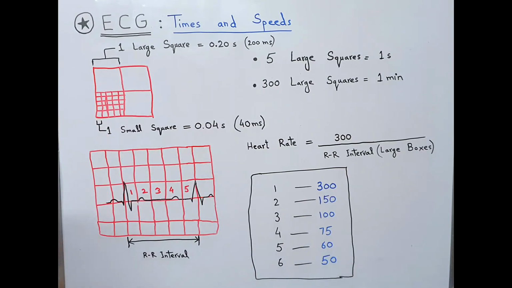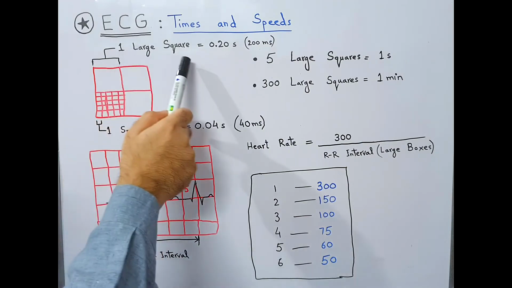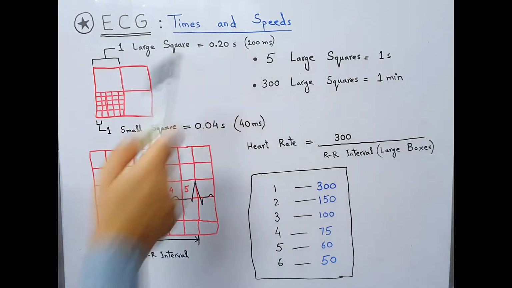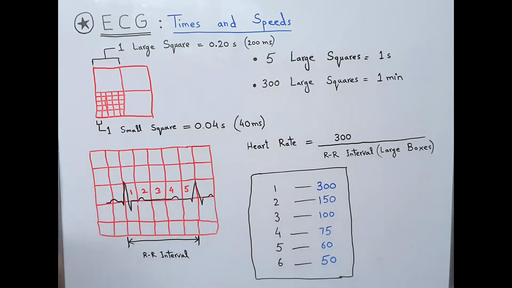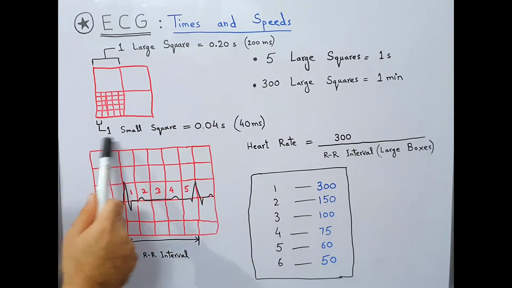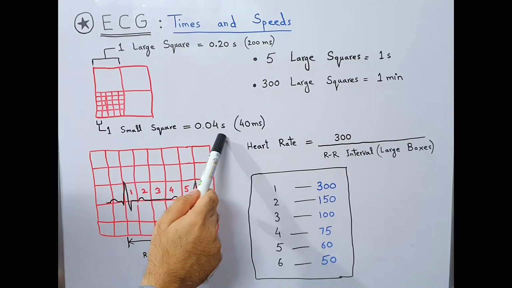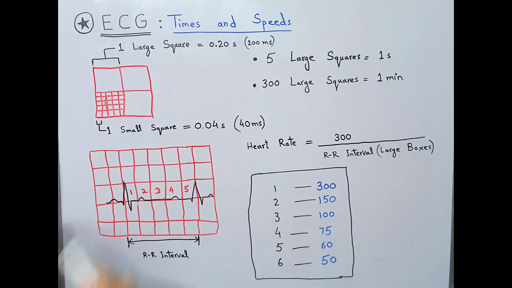What you have to remember is that the speed of the ECG paper is such that one large square is equal to 0.20 seconds or 200 milliseconds, while each small square is equal to 0.04 seconds or 40 milliseconds. These values are what you have to remember.